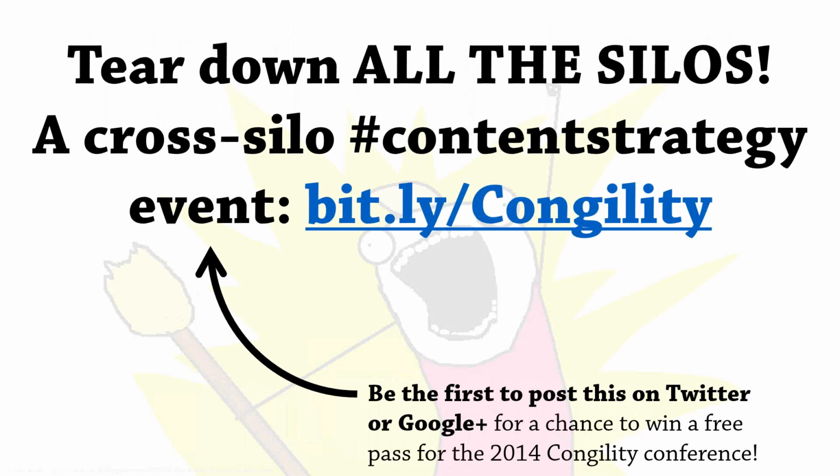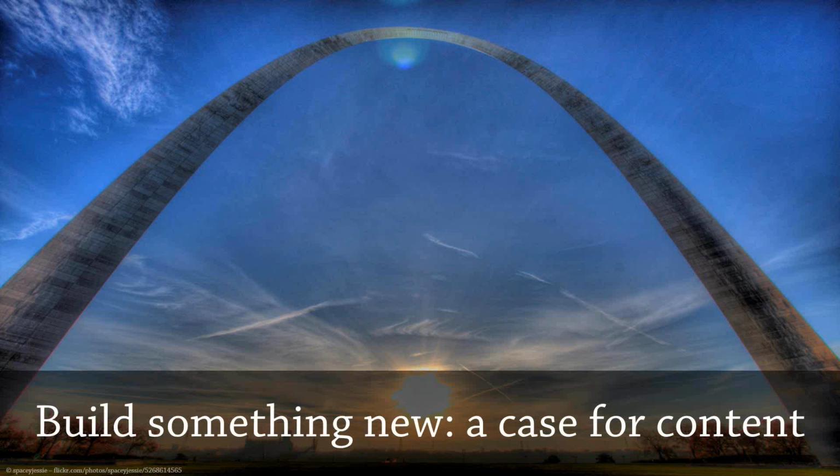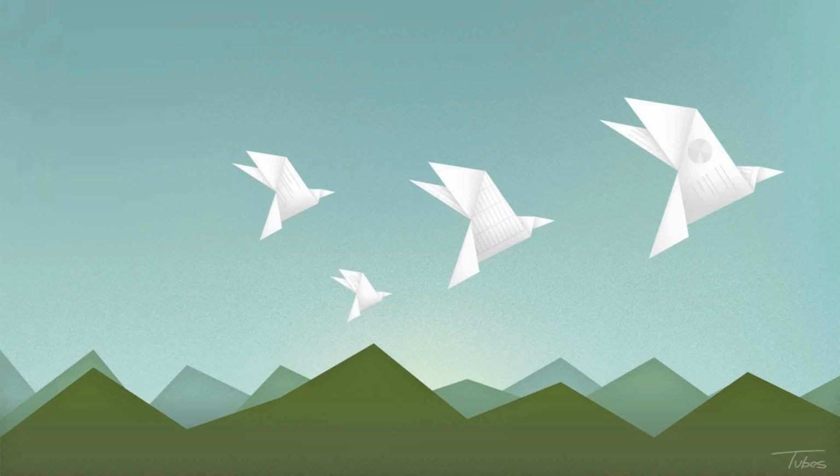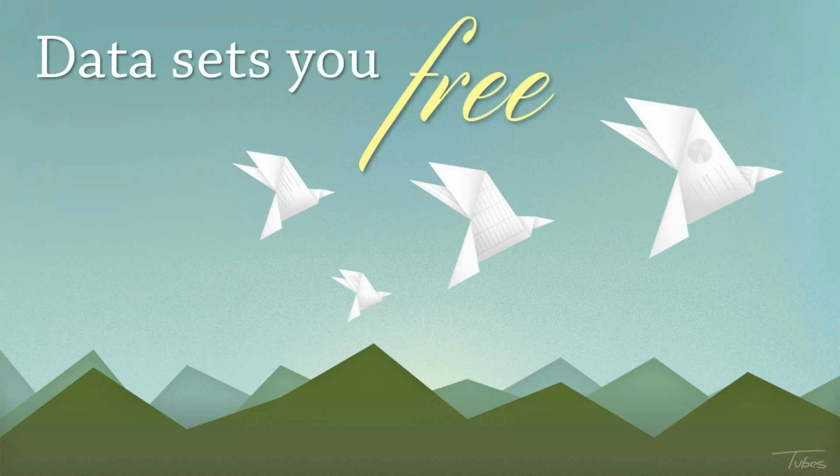I'm going to move on to the next slide here. When we tear down the silos in our organization and communicate honestly and openly and directly about the data we value, then we can build something new on top of that rubble. We can build a case for content, a business case, a case that will draw the attention and support of our leaders, of our budget makers, so that we can actually get content strategy the resources it needs. And when you do that, I think you will find that data is what sets you free.